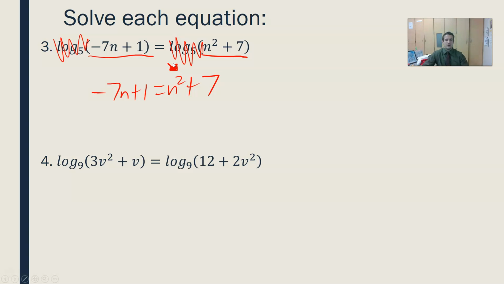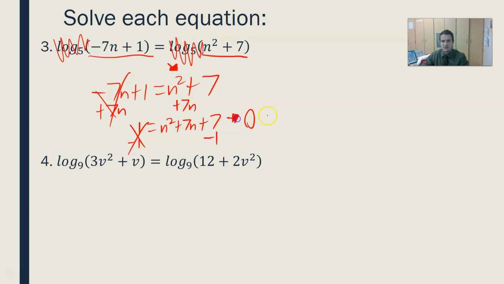If you need a little refresher on how to factor quadratics, it might be good to watch the other video on this page. But we're going to solve this by factoring a quadratic expression. So in order to do that, I need to get everything on one side. So let's get everything on the right-hand side here. So I'll go ahead and add 7n on both sides, which gives me 1 equals n squared plus 7n plus 7. Then I'm going to minus 1 on both sides, which gives me 0. Let me write a little arrow here. 0 equals n squared plus 7n plus 6.